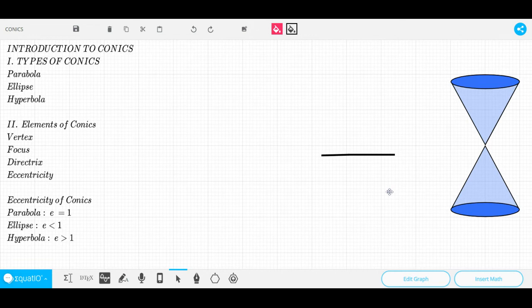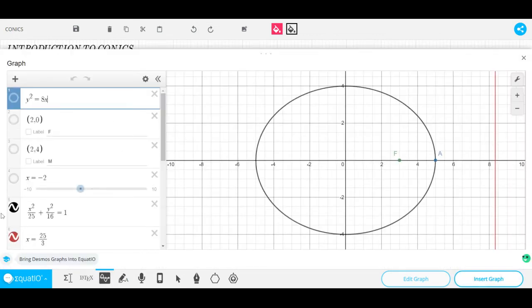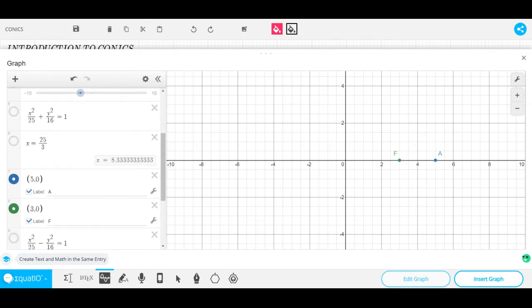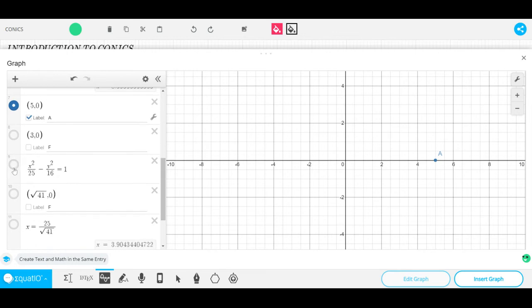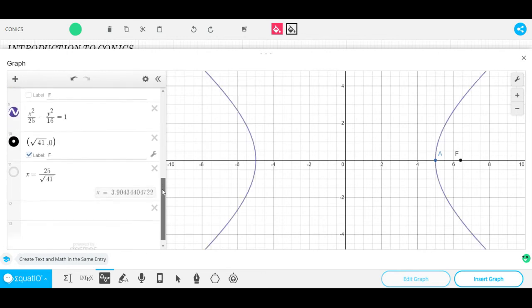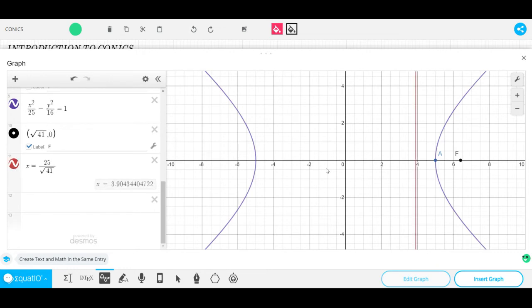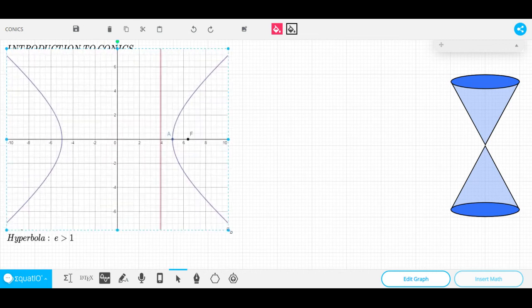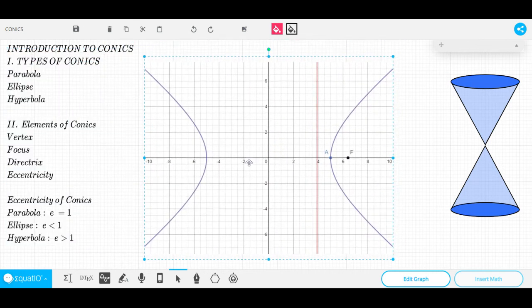Moving on, I'll draw you guys a hyperbola so we can discuss it. I'm deleting the ellipse so we can draw a hyperbola. This is the hyperbola. That's the focus, A is the vertex, and we've got the directrix. I'll enlarge it and we'll discuss it.